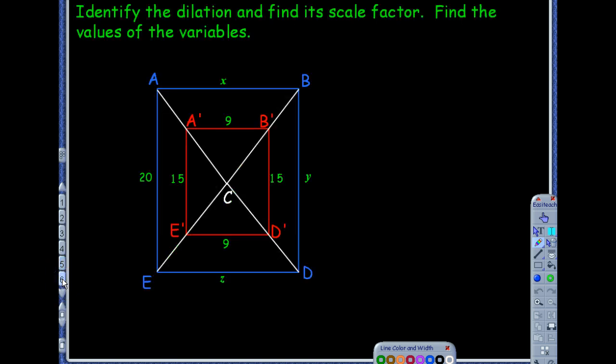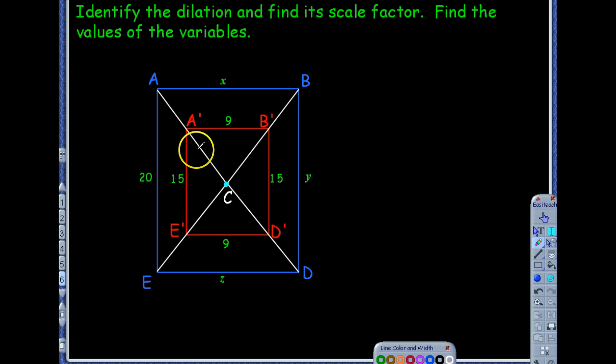Awesome. Okay, now this one says we're going to identify the dilation and find its scale factor and find some values of the variables. All right, so first of all, as you look at this figure, where do you notice the center of dilation is? The center of dilation is basically inside both of the pre-image and the image.